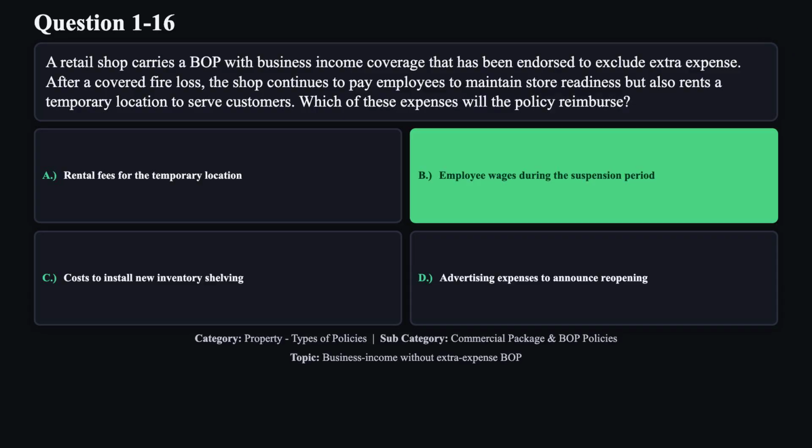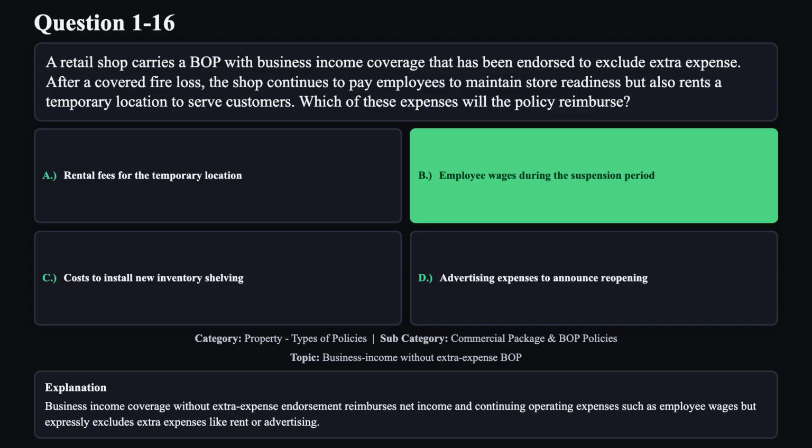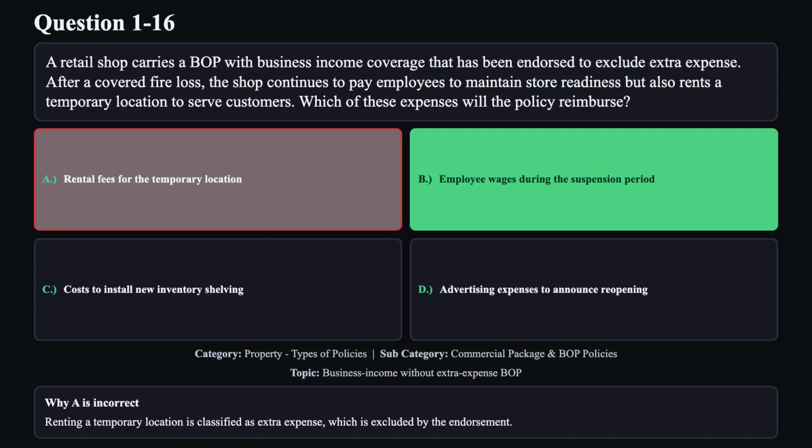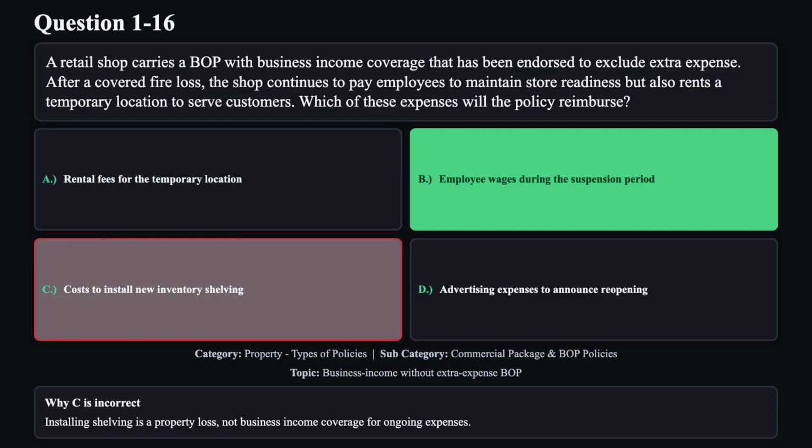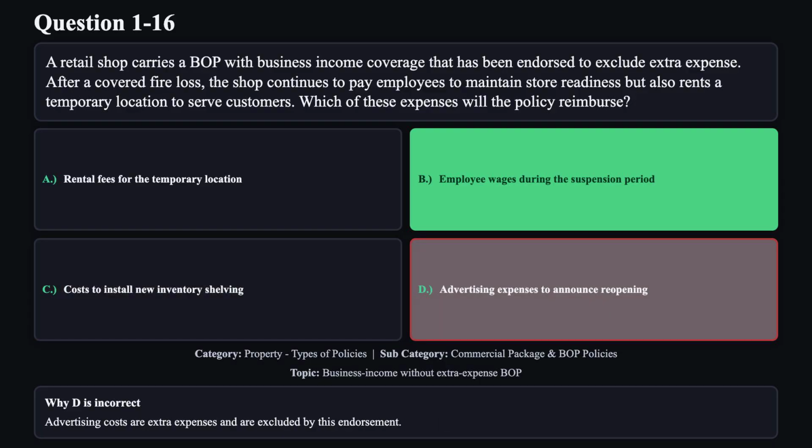The correct answer is B. Business income coverage without extra expense endorsement reimburses net income and continuing operating expenses such as employee wages, but expressly excludes extra expenses like rent or advertising. Reason A is not correct. Renting a temporary location is classified as extra expense, which is excluded by the endorsement. Reason C is not correct. Installing shelving is a property loss, not business income coverage for ongoing expenses. Reason D is not correct. Advertising costs are extra expenses and are excluded by this endorsement.